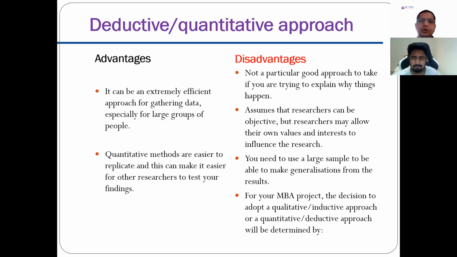Now, your deductive or quantitative approach also has advantages and disadvantages. So what are the advantages? It can be an extremely efficient approach for gathering data, especially for a larger group of people. So with a survey, you can reach more people.